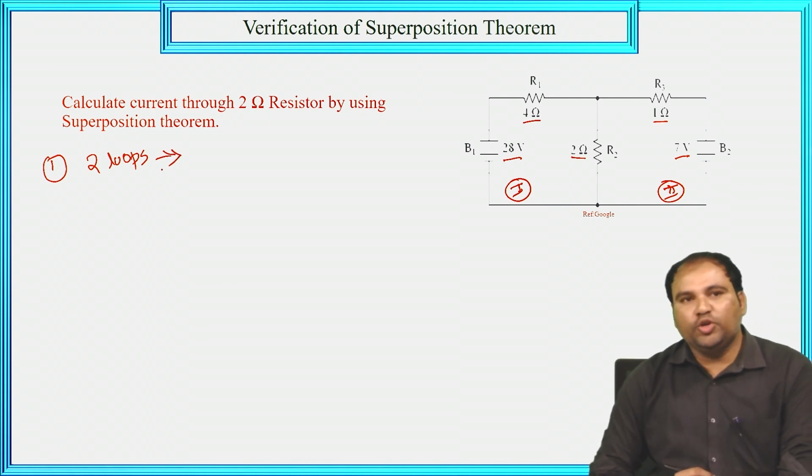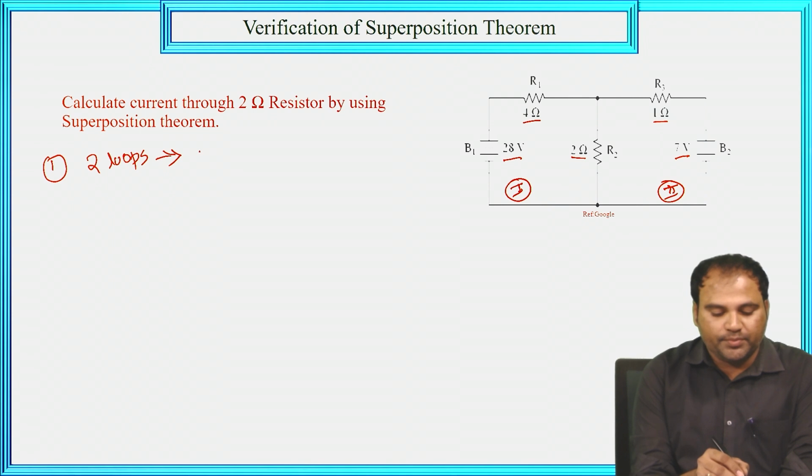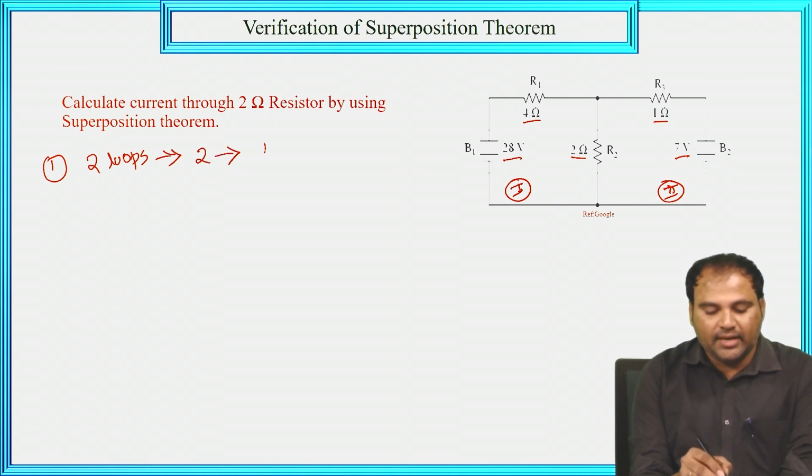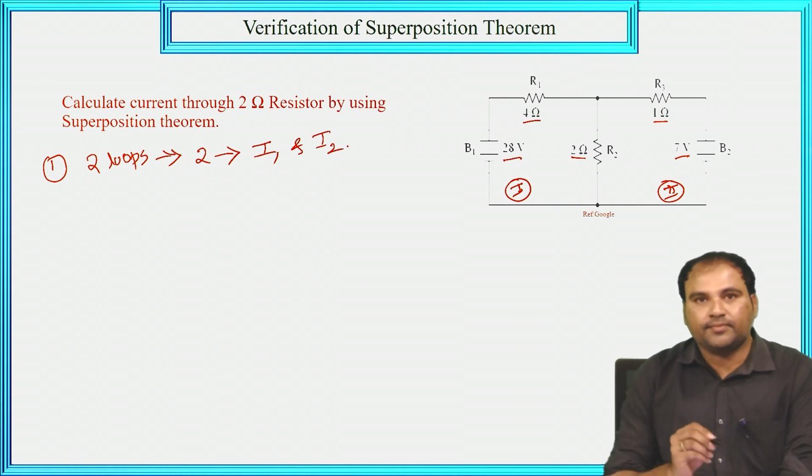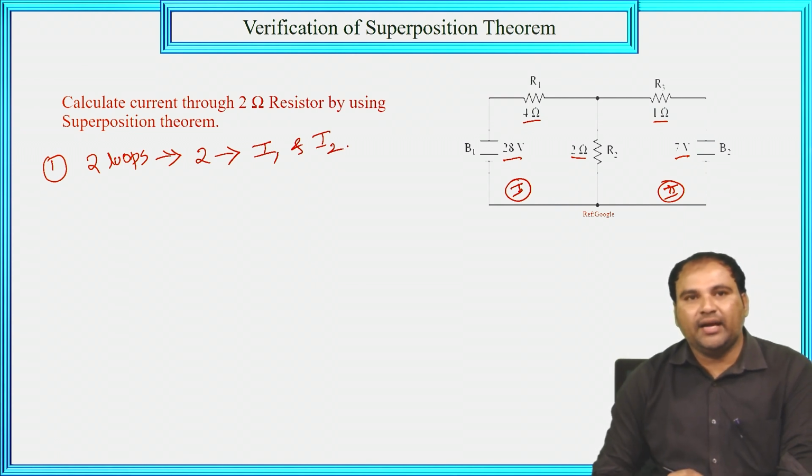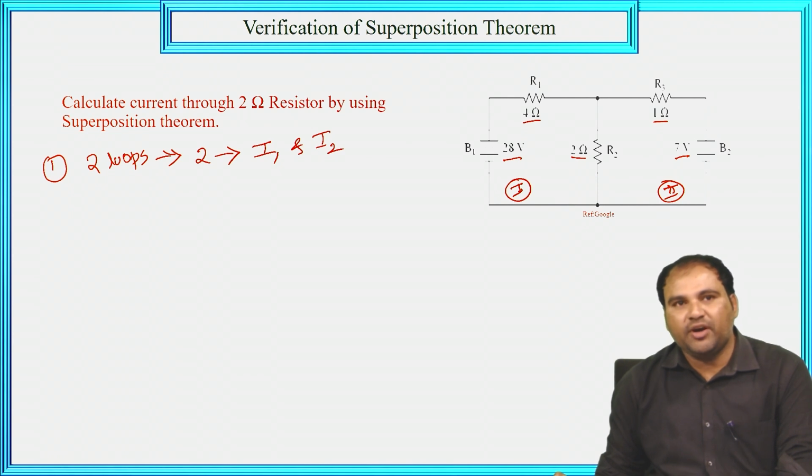So 2 loops means the required currents are 2, that is I1 and I2. So in the given circuit we have 2 loops, and the required currents are I1 and I2.